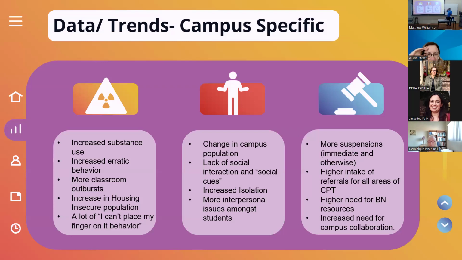We're seeing more suspensions, immediate and otherwise. We probably had the worst week we've ever had just last week or so. And then there's a higher intake of referrals. We're getting everything, from food insecurities to housing insecurities to things happening off campus that students are dealing with, whether it be abuse, things like that. It's really important that we see that, because when I do a threat assessment, stuff that's off campus may be triggering how they're acting on campus.